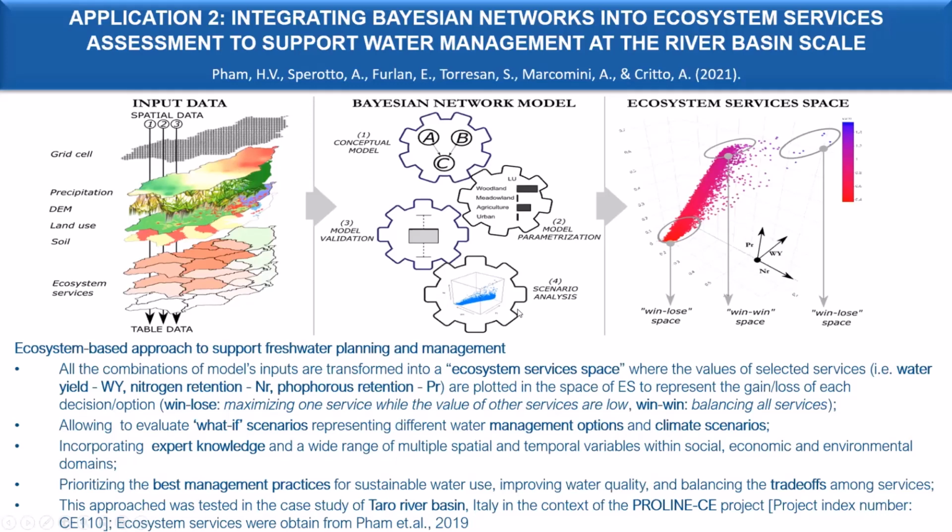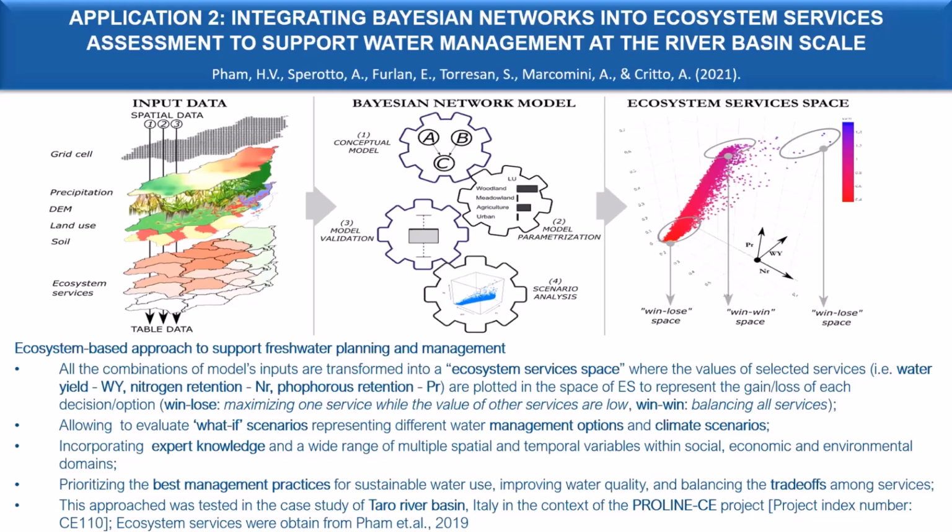And we built the Bayesian network in order to build a sort of ecosystem services space, meaning that all the combinations of model input are translated into ecosystem services, where the value of selected services, here we concentrate on 3 main services, namely water yield, nitrogen retention, and phosphorus retention. So all these services are plotted in the space of ecosystem services to represent the gains and losses of additions. So it helps to identify different, let's say, zones or areas.